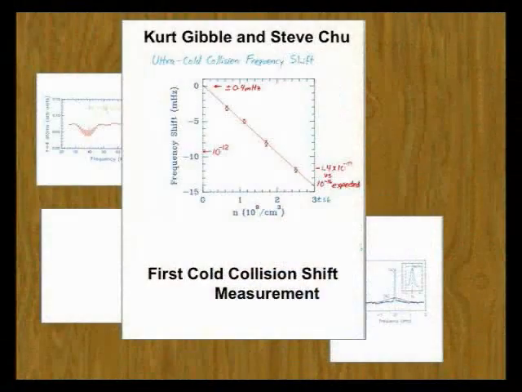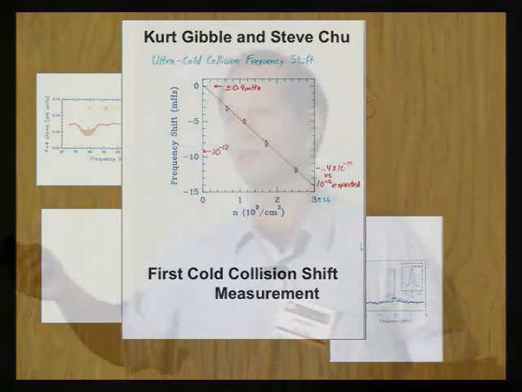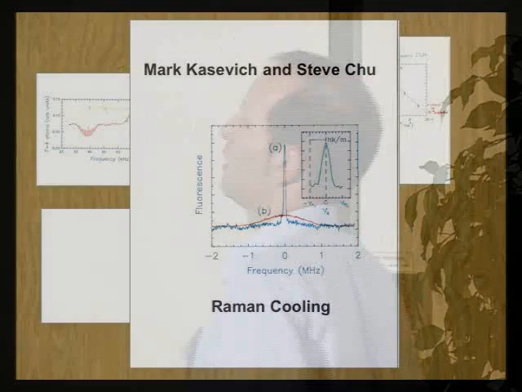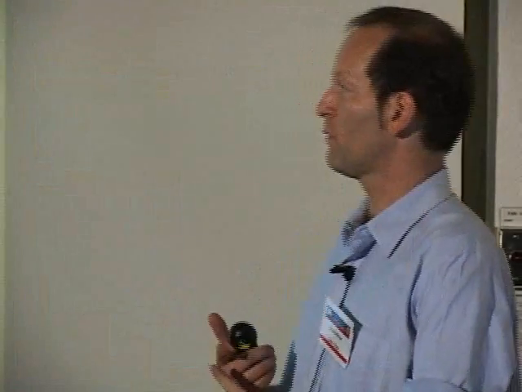You have a picture over here, also from exactly the same time period, which was the first measurement of a cold collision shift, which is centrally important to this entire generation of atomic clocks. This was happening right at the same time, at the end of when I was a graduate student. This is a picture showing the data of Raman cooling, a novel and very powerful way to cool atoms to below the photon recoil in temperature, which was also done that year.